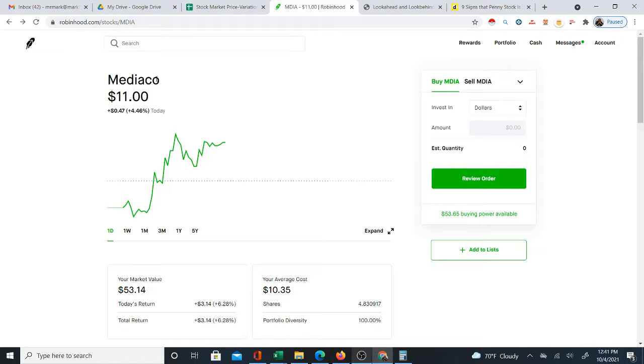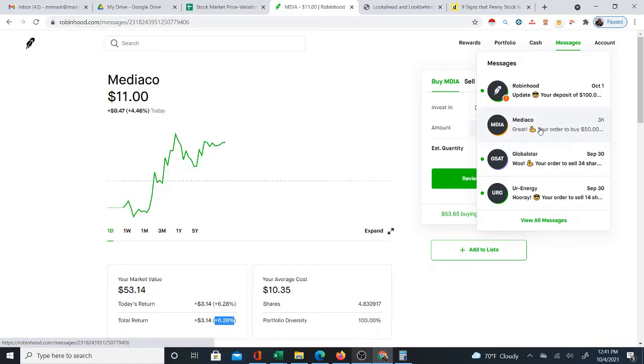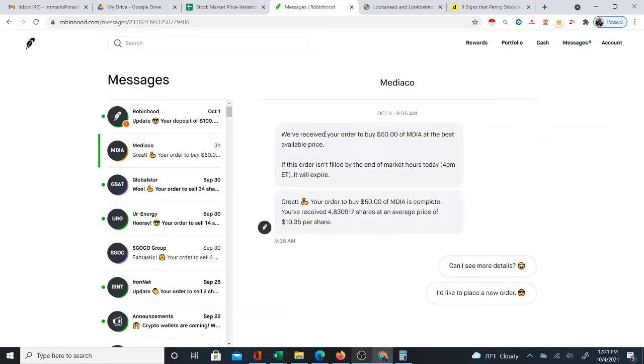So I bought this stock Mediaco this morning, and I can show you that it has already gained 6.28%, and I'm going to show you my actual purchase history right here. As you can see, it says we received your order to buy $50 this morning at 10:35 a share.